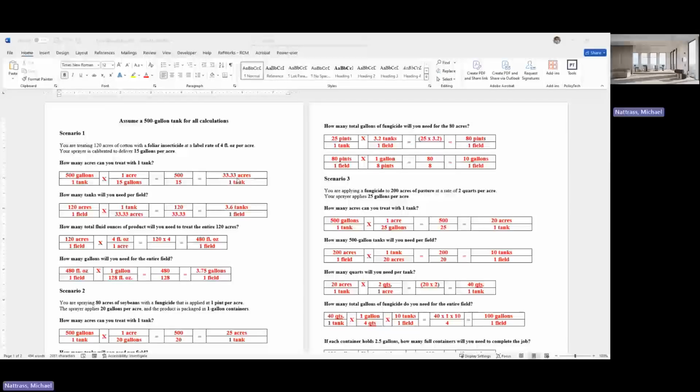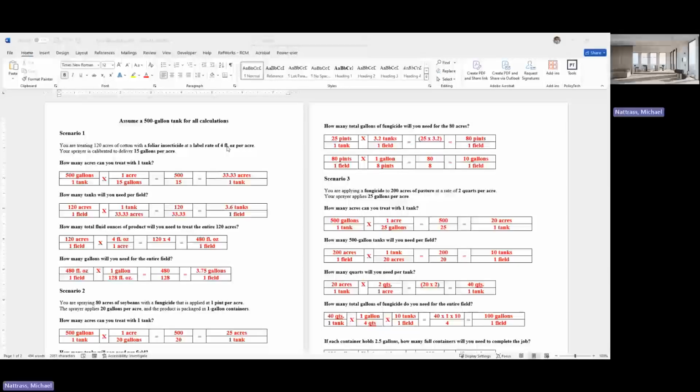Next, how many tanks are we going to need per field? We have 120 acres in the field. We know that one tank will deliver about 33 acres' worth of solution. So 120 divided by 33 is actually a repeating value, because the 3 just continues to repeat. But for the sake of basic general math, we know that we're going to need about 3.6 tanks per field.